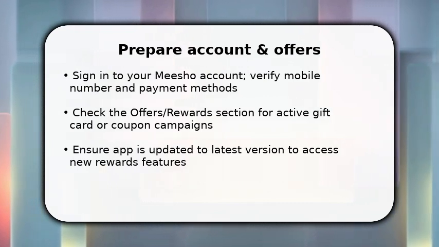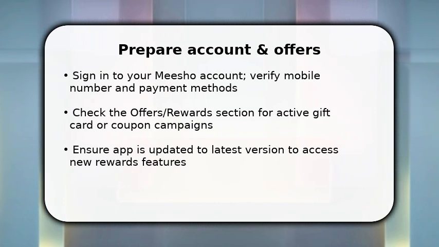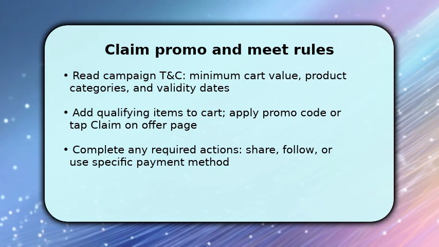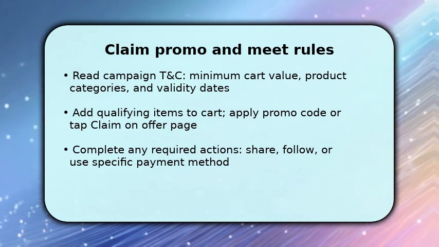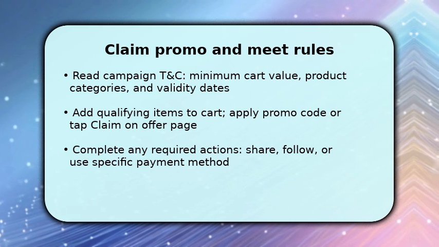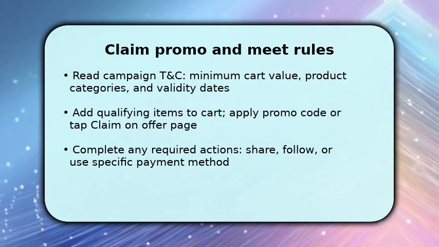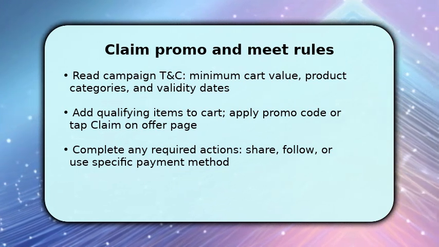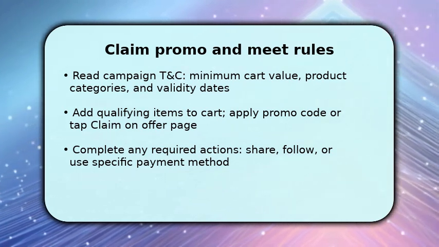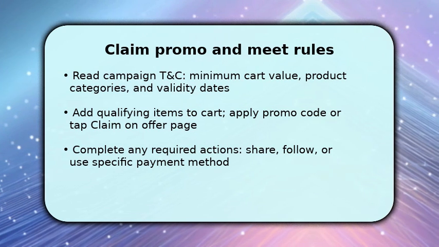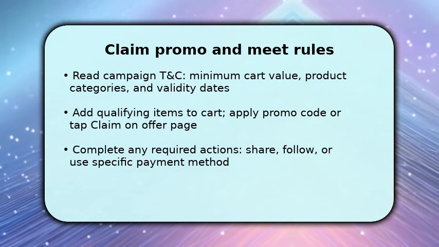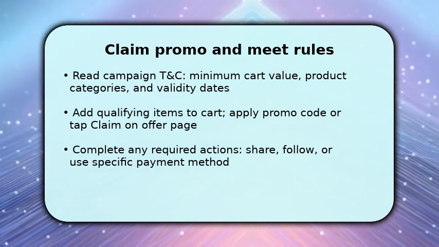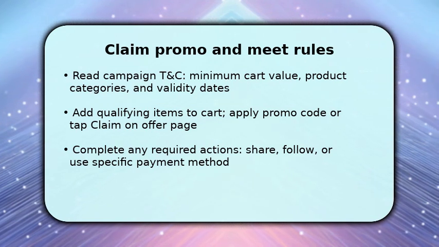Now you're ready to engage with the active gift card options. You must follow campaign rules precisely, otherwise the claim fails. First, read the terms for minimum cart value and eligible categories, because adding the wrong item wastes time. Then add qualifying products and either enter the promo code at checkout or tap Claim on the Offer page. This registers your interest. If the offer requires sharing, following, or a designated payment method, do those steps now. These prerequisites trigger the gift card issuance once the order is confirmed.